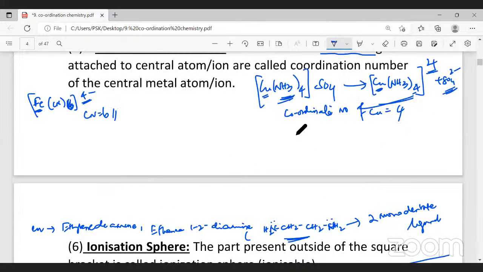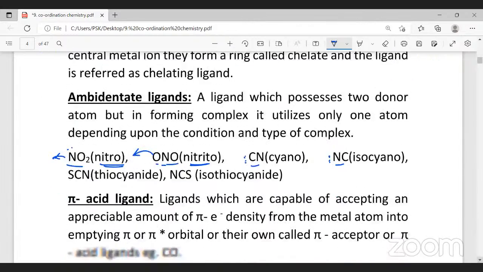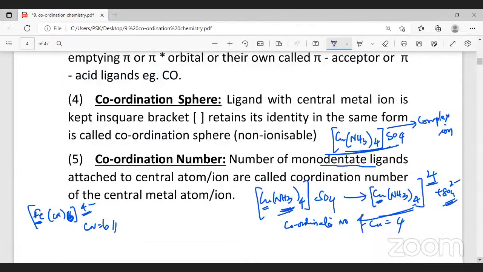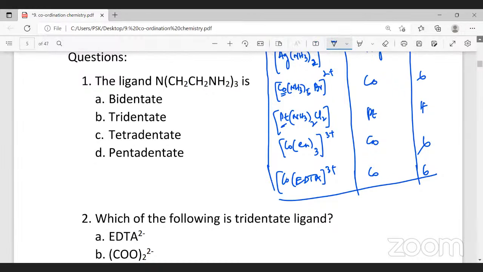What type of ligand is EDTA? 6 denticity, sir. It is a hexadentate ligand. It donates how many pairs of electrons? 6 pairs of electrons. Since it's a hexadentate ligand, it behaves like 6 monodentate ligands. When EDTA behaves like 6 monodentate ligands, the coordination number of cobalt becomes 6. Are you following? Did you understand, everybody? Yes.